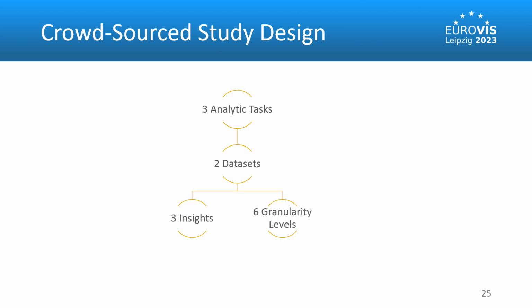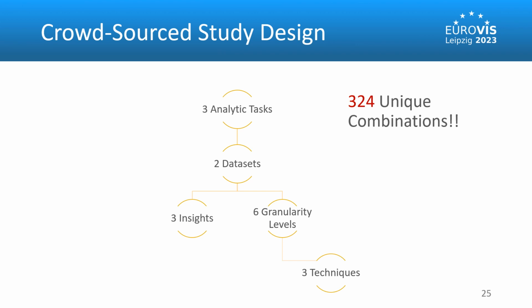Take a quick look at the variables in our study. We have 3 analytic tasks, 2 datasets per task. Each dataset has 3 insights and can be broken down into 6 granularity levels. We have visualizations from 3 techniques for each level. This means that we have a total of 324 unique combinations.